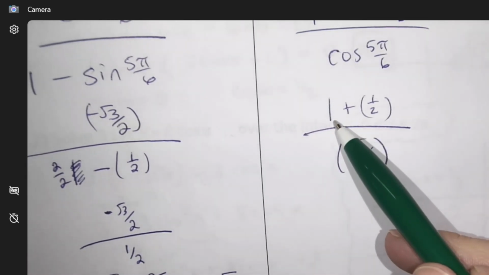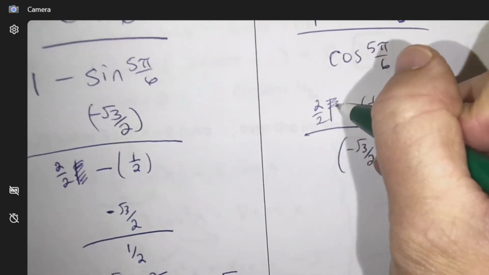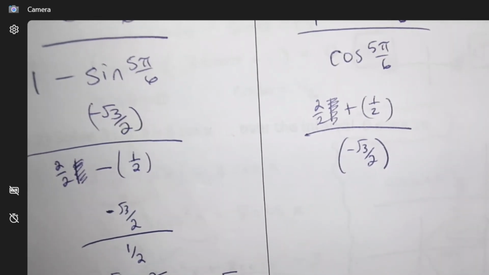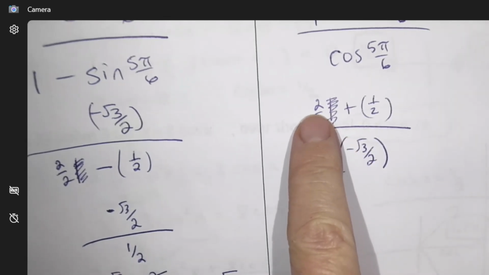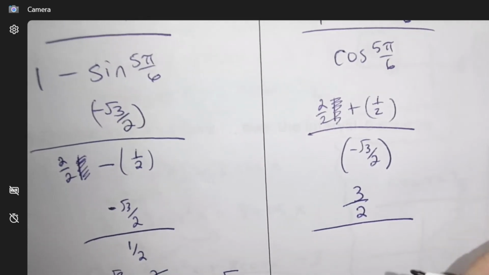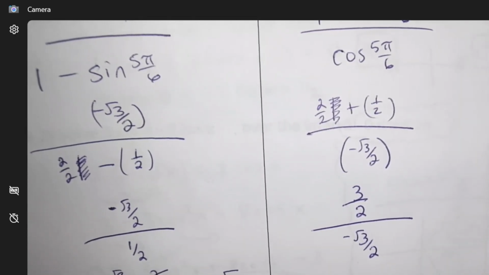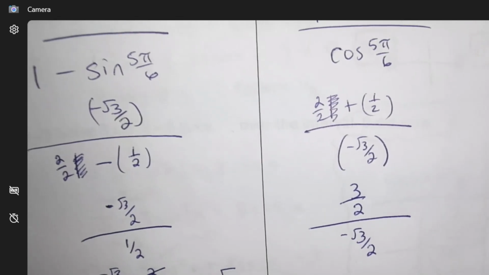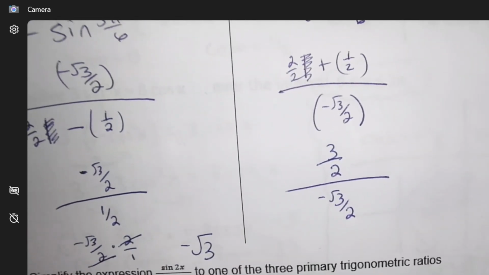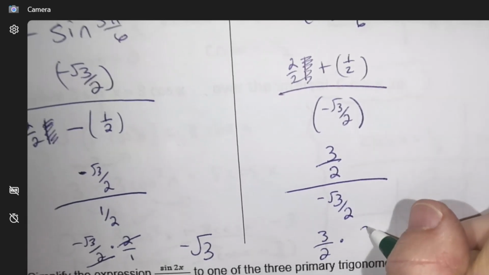I'm going to do the same idea here. I'm going to add things, so I'm going to change this to a 2 over 2 instead of a 1 over 1. So adding this makes 2 plus 1, so 3 over 2. Same ideas. I'm going to flip, multiply.